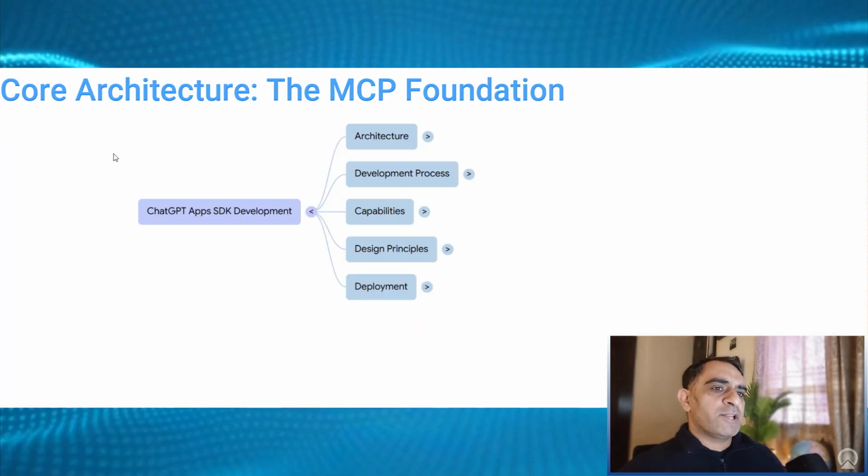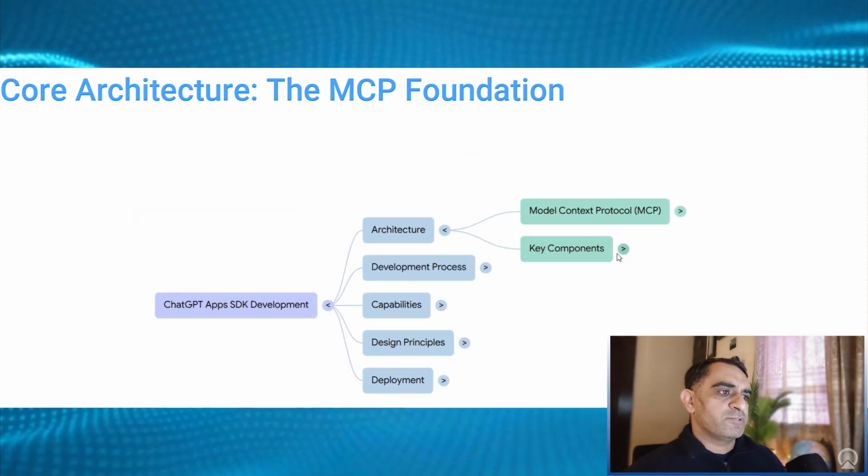In order to write your app, along with Python or Node.js, you also need to be aware of the ChatGPT Apps SDK, because this is what we're going to use to actually write the UI inside ChatGPT. Before we get into the code, you need to understand these key items, basically the architecture. So if you go here, there are the key components you need to understand.